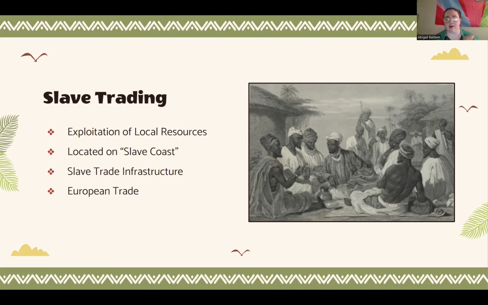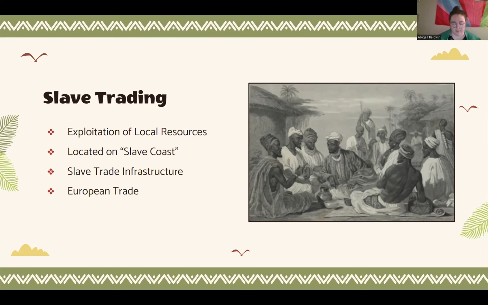Again, they were located on the Slave Coast, which is a coast right there at the Horn of Africa that was very, very big for the slave trade, mainly because that was one of the first locations that Europeans were able to access on a regular basis. They were able to get there. So it became their premier spot to go to establish the slave trade and exchange and slavery.